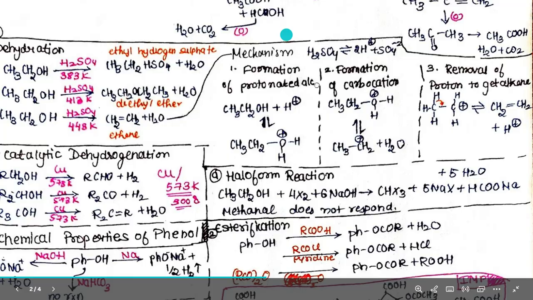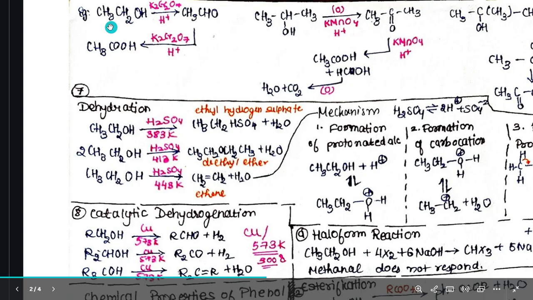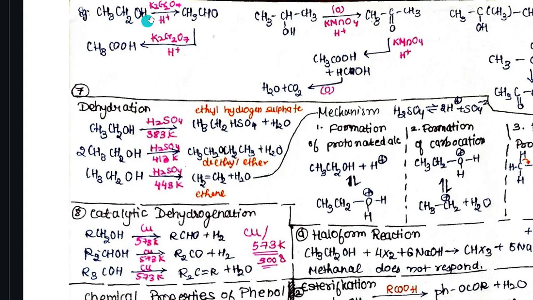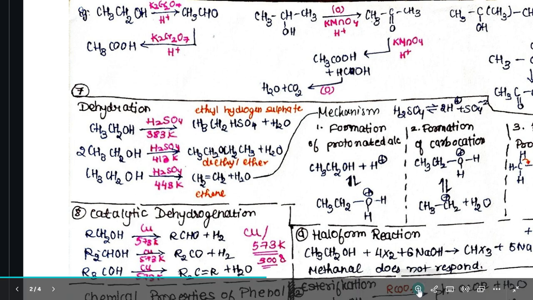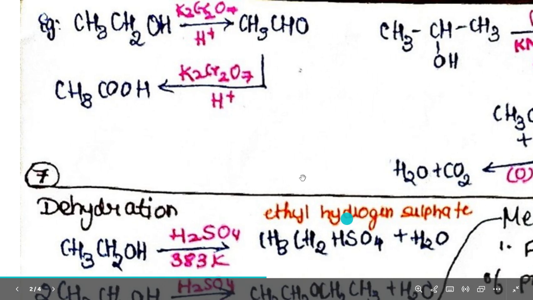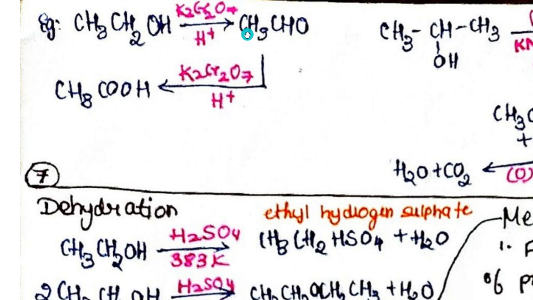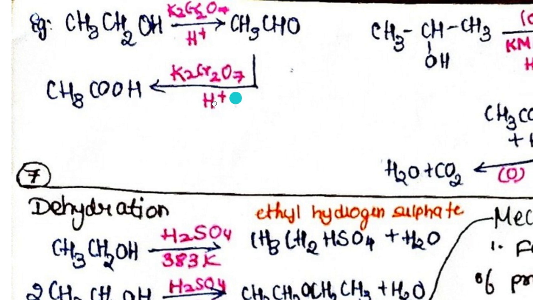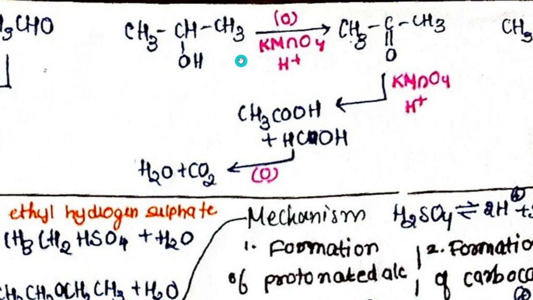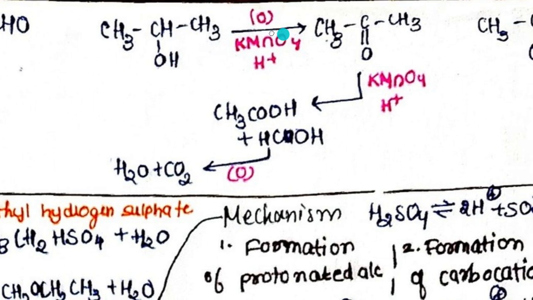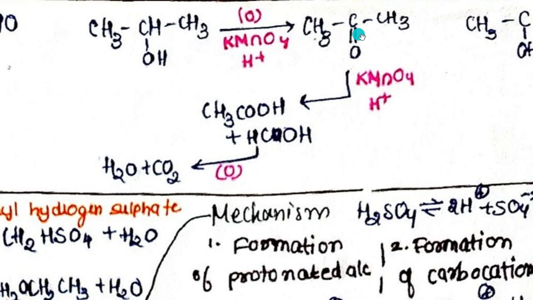For example, this is CH3CH2OH, a primary alcohol. On oxidation with K2Cr2O7 in the presence of H plus, it will give CH3CHO, an aldehyde. Again on oxidation it will give CH3COOH, which is a carboxylic acid. Then we have CH3CHOHCH3, which on oxidation with KMnO4 and H plus will give CH3 C double bond O CH3. This is the secondary alcohol giving a ketone.